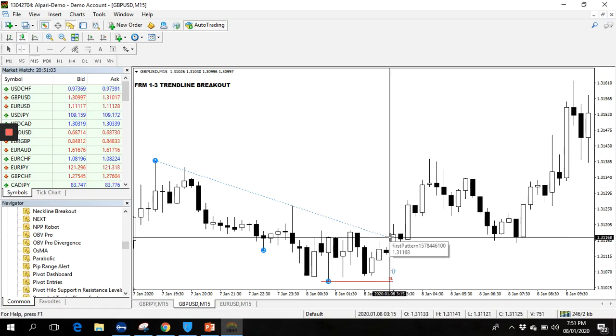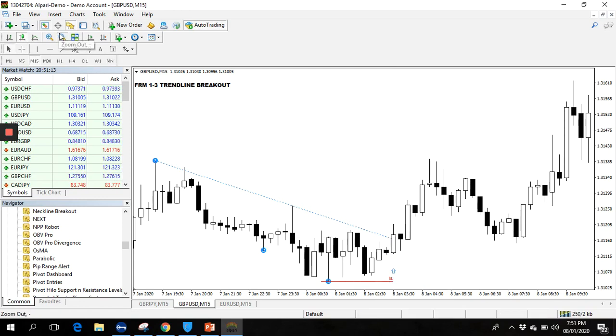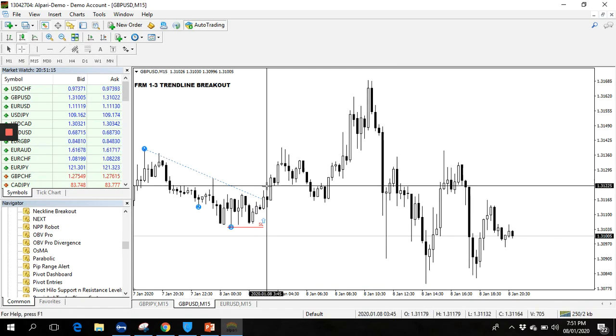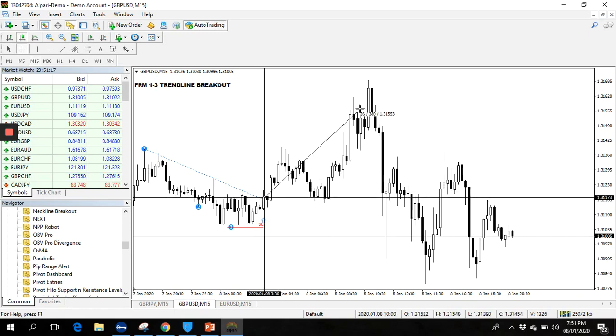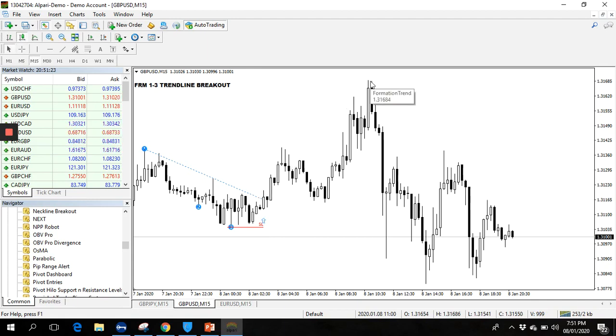For this setup, we can see the stop loss, barely 12.6 pips. The profit, over 49 pips. That's how awesome this setup can be sometimes.